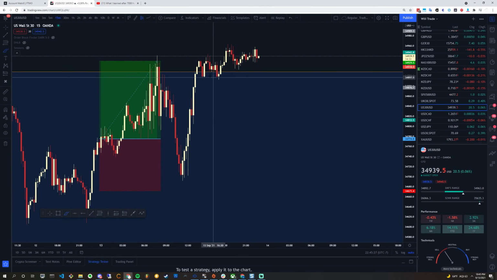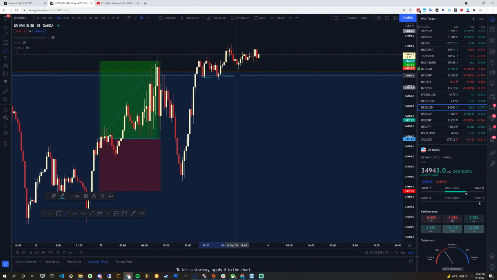Honestly, even on the 15, we barely dipped down under here. So let's mark it out. We dipped down under here, but we didn't close with a body. Then we broke above this, so our new high is here, our new low is here.